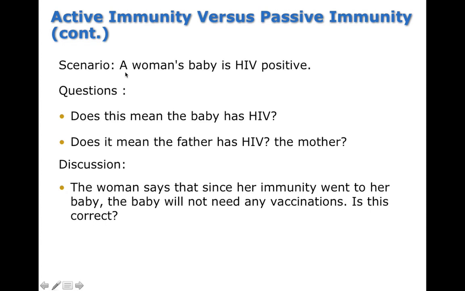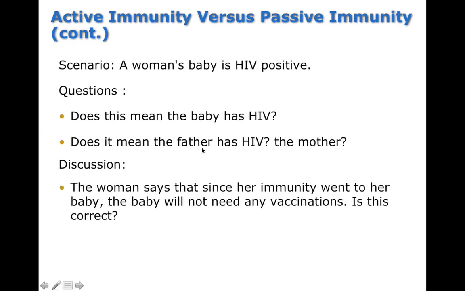Another example our book gives is a woman whose baby is HIV positive. Does this mean the baby has HIV? Well, if the test is saying that you have HIV antigens in your blood, there's a very good chance that you have HIV. The problem with these tests is that sometimes you can get false positives or false negatives, so you have to take that into consideration. But depending on the efficacy of the test, it could be pretty accurate, and it's likely that this baby does have HIV if they tested positive.